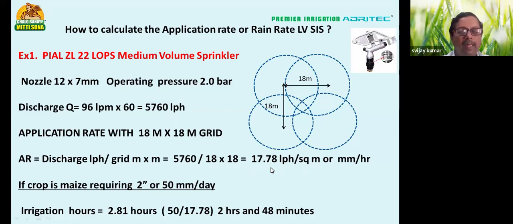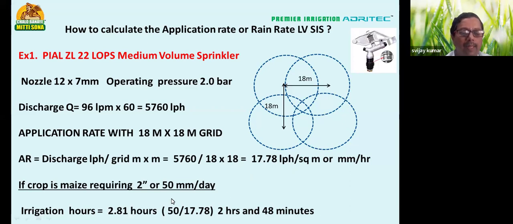Now, let us say the crop that we are going to irrigate is maize, and it requires around 2 inches or 50 millimeters per day. That means how many hours will you have to operate? So you have the irrigation hours. It's very easy to calculate. You know that 2 inches is nothing but 50 mm. 50 mm divided by the application rate of the sprinkler, which is 17.78. So it will work out to somewhere around 2.87 hours.